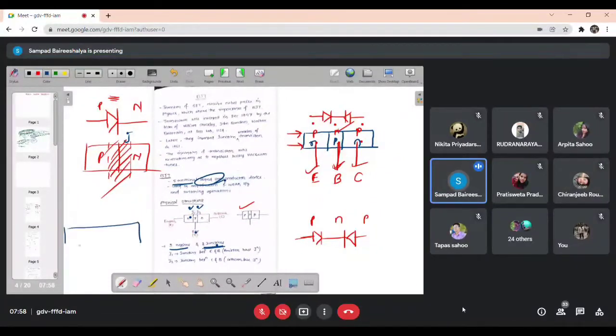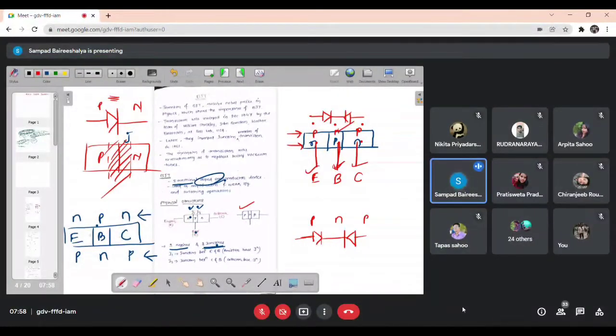Remember the transistor. First is known as the emitter, then there is the base, then there is the collector. The emitter may be N, this will be P, this will be N, or it might be P N P. For this case, it will be called an NPN transistor. For this case, it will be a PNP transistor.